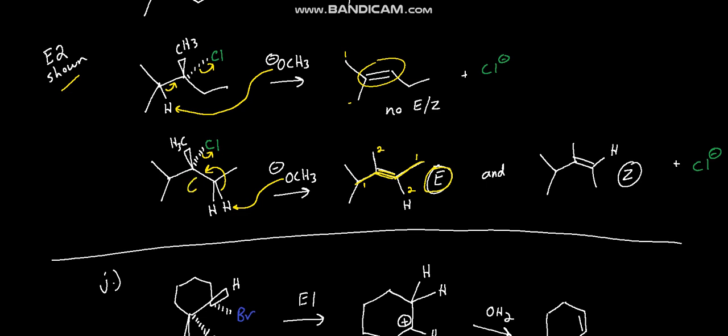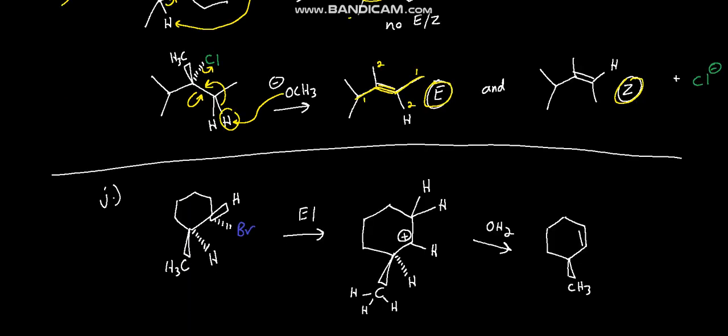Because you have free rotation around this bond right up until the moment when this hydrogen is pulled off. So if that bond has rotated around the other way, you end up with the other isomer. So E and Z always form, really. They might form in different amounts, but in a case like this, both of them always form.